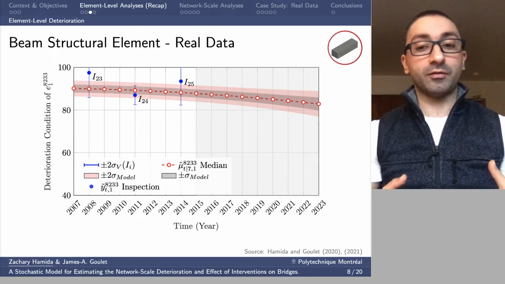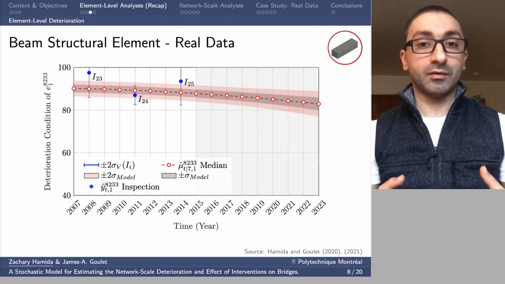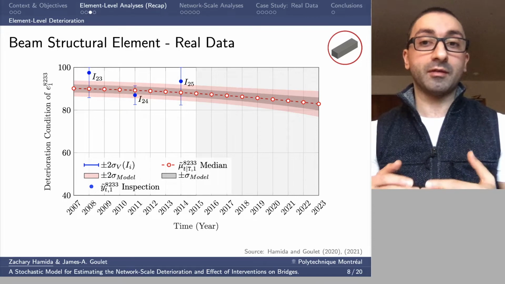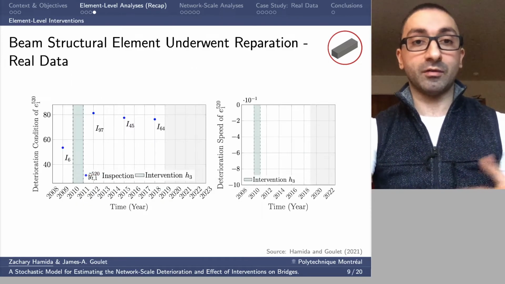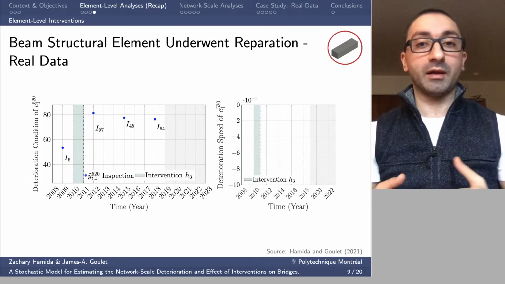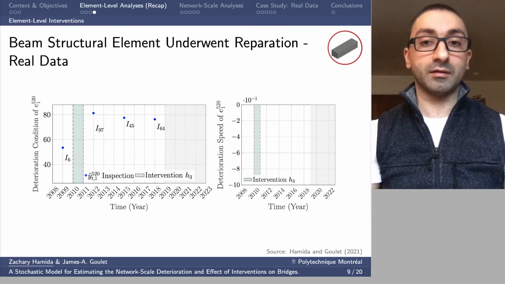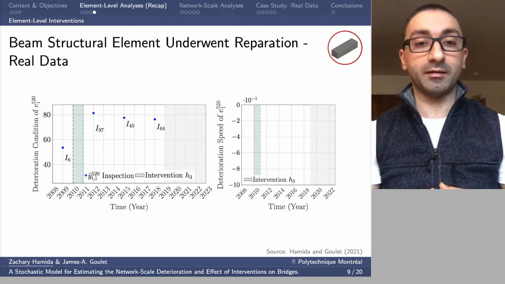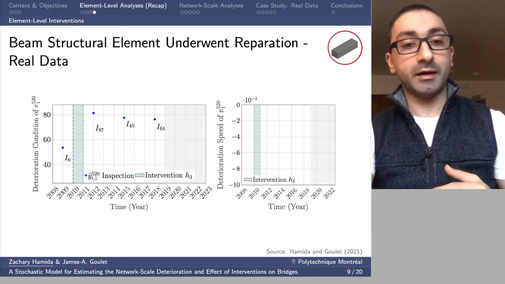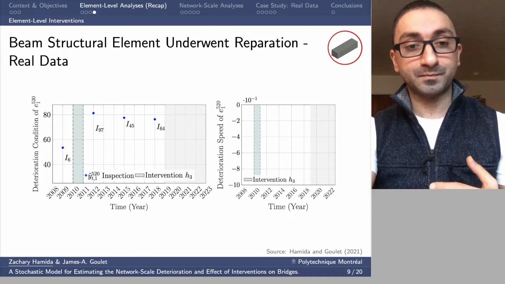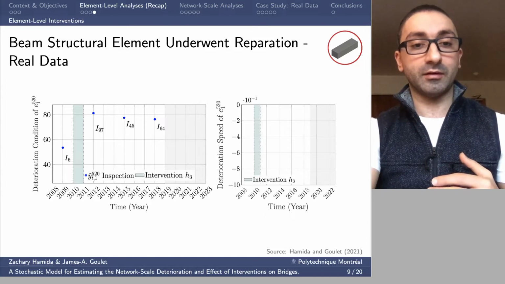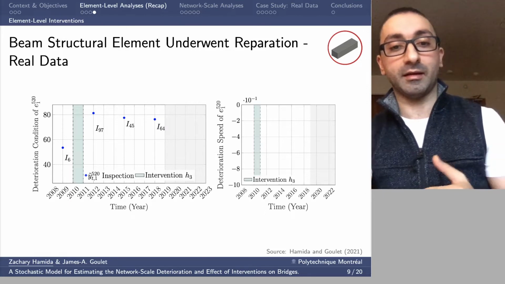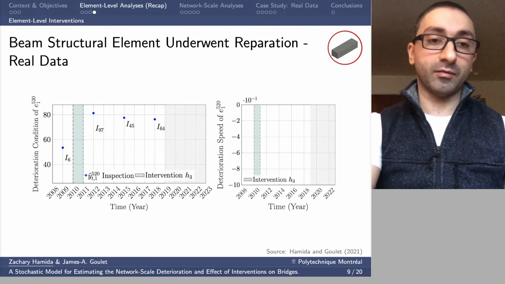Now again, as we mentioned, on the structural element level, some of the elements have undergone interventions. So if we look at this case, this is a beam that underwent reparation, and this is again from a real case. We know that the intervention took place in the year 2011. And we have, again, the inspection data reported by the blue points.